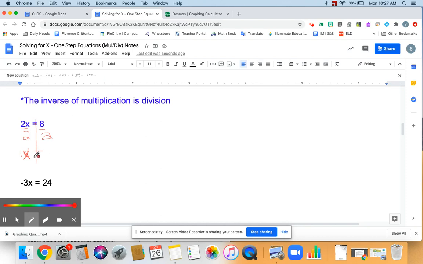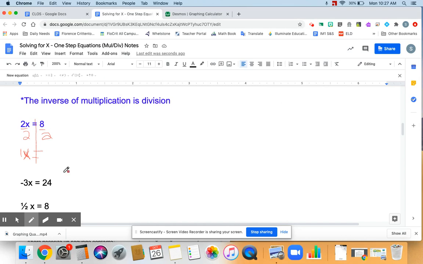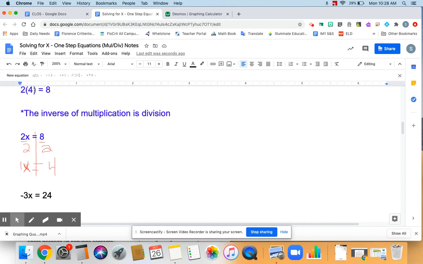And it's going to equal on this side 8 divided by 2. So if I do 8 divided by 2, I get out 4. So even if I didn't know that 2 times 4 was 8, I could just use a calculator and divide the 2 away from the 8 to figure out that the x has to be 4. So that 2 4s equals the 8.